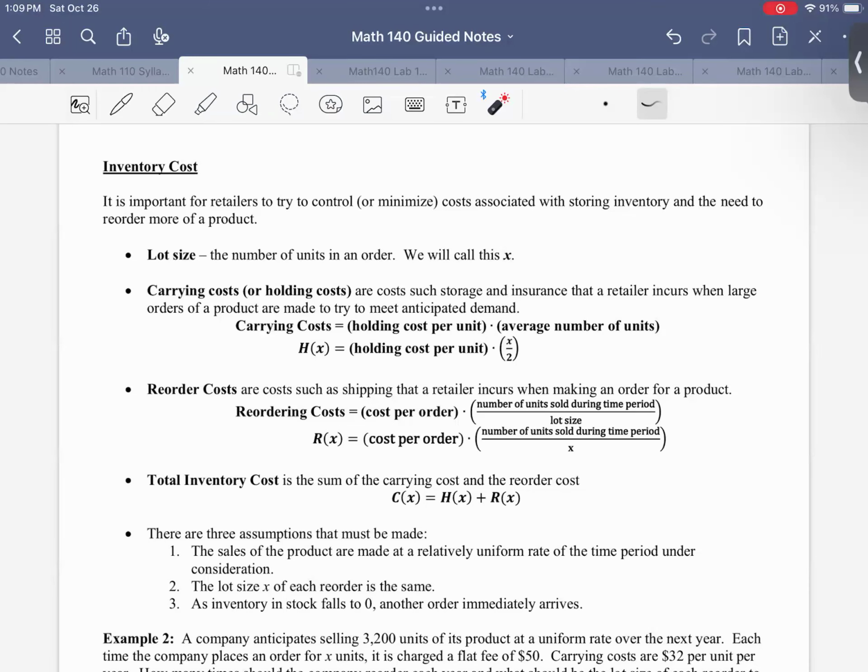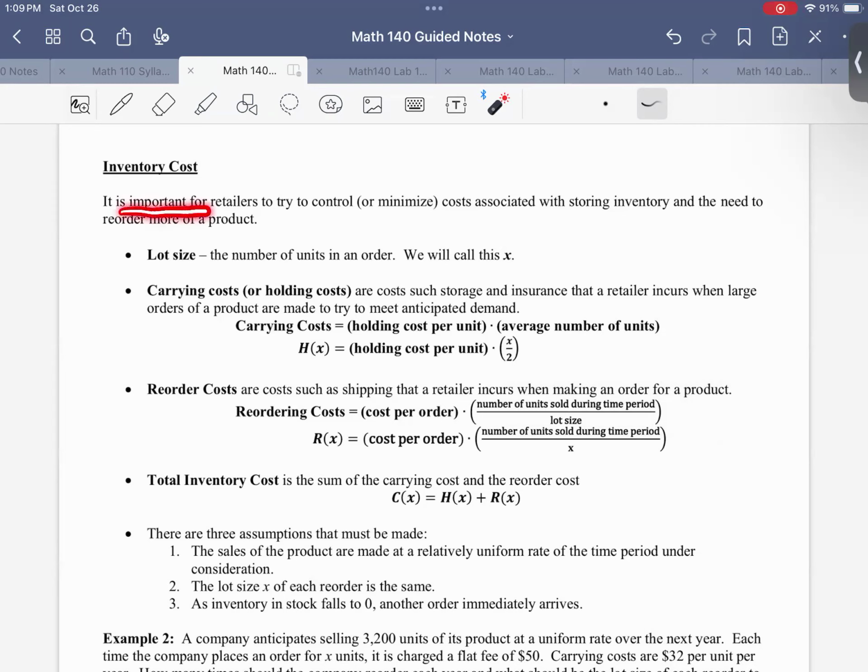Hi, everybody. Welcome to inventory cost portion. So we're going to figure out what is the best way to minimize costs of our business. So let's go ahead and read through this setup.